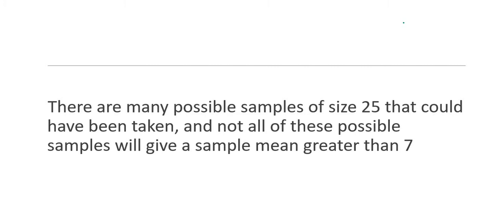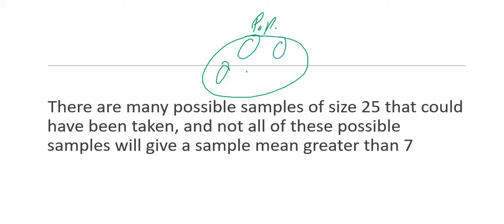So if you would remember, in our sampling distribution, we can have a lot of samples. So say, for example, this is our population, and we can have different samples, and these samples would have different means. Some would have a mean of greater than 7, some would be equal to 7, and some would even be less than 7.